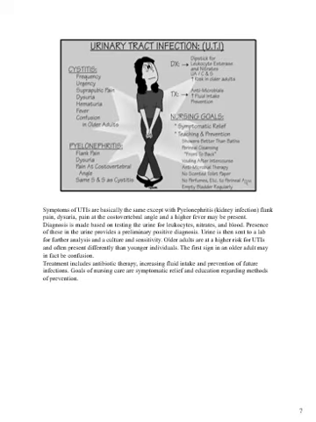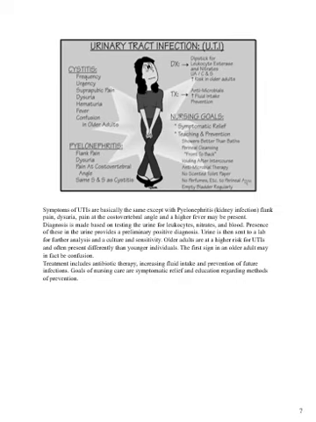Symptoms of UTIs are basically the same, except with pyelonephritis or kidney infection, you have flank pain, dysuria, pain at the costovertebral angle, and a higher fever may be present. Diagnosis is made based on testing the urine for leukocytes, nitrates, and blood. Presence of these in the urine provides a preliminary positive diagnosis. Urine is then sent to a lab for further analysis and a culture and sensitivity.